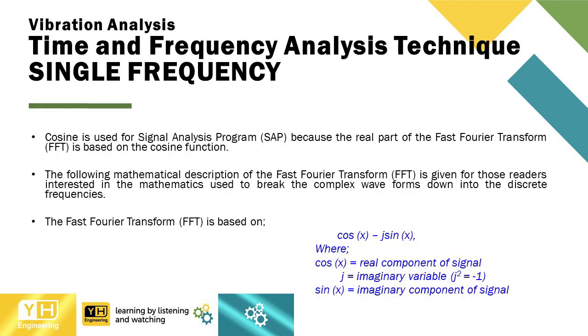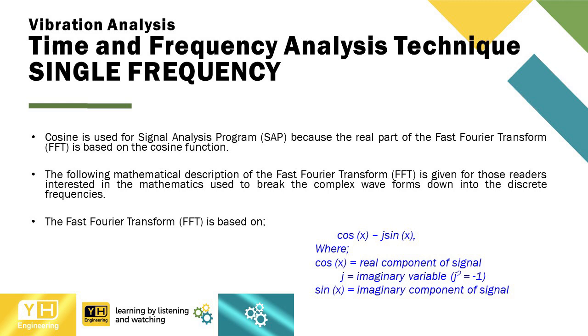Cosine is used for the signal analysis program, SAP, because the real part of the fast Fourier transform, or FFT, is based on the cosine function. The following mathematical description of the fast Fourier transform is given for those readers interested in the mathematics used to break the complex waveforms down into the discrete frequencies.